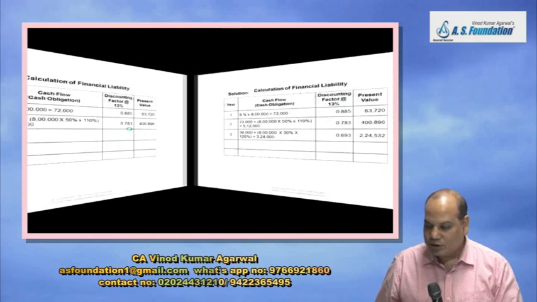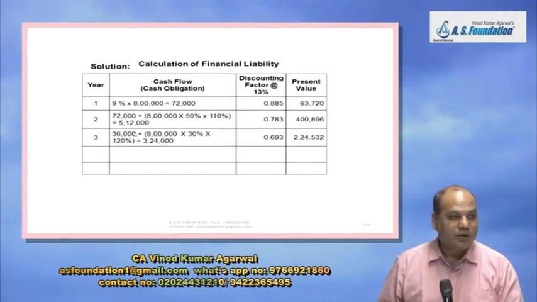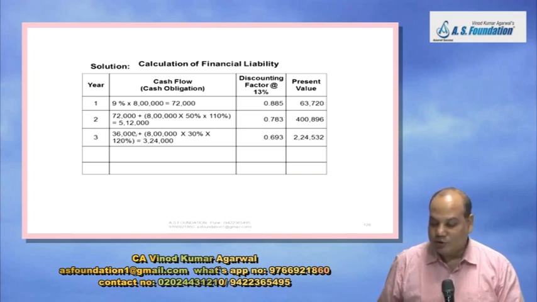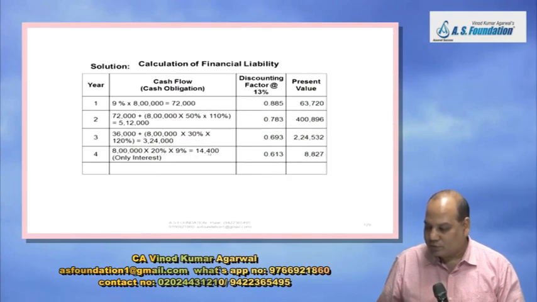Year 3, again same thing, but my interest figure will change now. Half of the debenture I have redeemed, so my interest will also become half of 72,000. And plus we are redeeming 8 lakh into 30% into 120%, 20% premium. Have you got 3 lakh 24,000? Or you have written separately 36,000 and this 2 lakh 88,000. That is also okay. Presentation can be different, but finally this must be right.